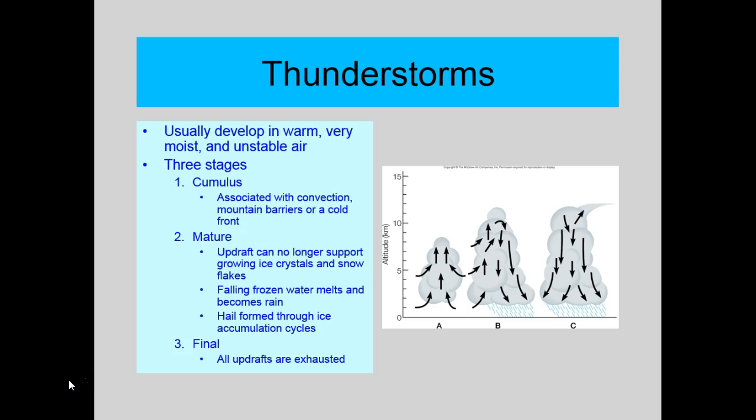Now, the falling frozen water melts and becomes rain. That's what happens down here. Further north, it never gets warm enough to melt, so it falls as snow. Hail forms throughout the ice accumulation process. If these are really big, really tall, and you start getting the repeated updrafts, then that hailstone gets bigger and bigger and bigger, and finally when it releases and falls, it doesn't have time to melt before it falls, and you get hail while it's raining.